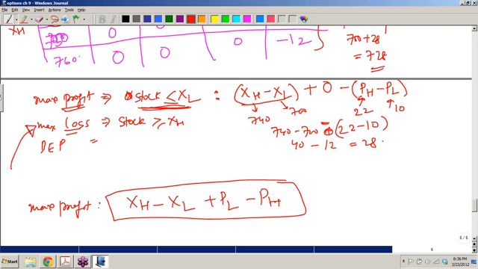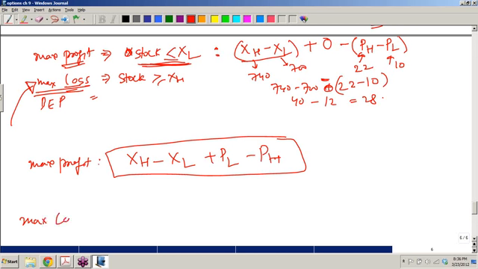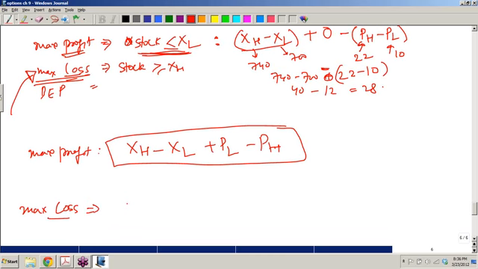Similarly, could you compute the max loss formula and give it to me? What is the formula for max loss? But before that you have to tell me when the maximum loss will be achieved. Maximum loss will be achieved when the stock price is greater than or equal to XH. Let's say we take it as XH. Okay, give me the answer.